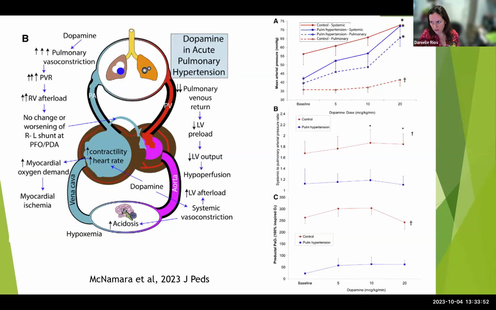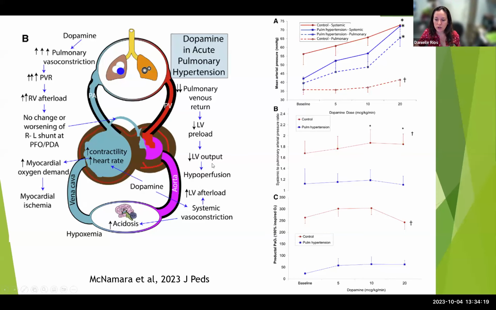So on the right, the figure on the right, in control lambs, so again, another animal study, the controls were in red. There is a selective increase in systemic versus pulmonary artery pressures, which increased the systemic to pulmonary artery pressure ratio, but there was not a change in oxygenation.